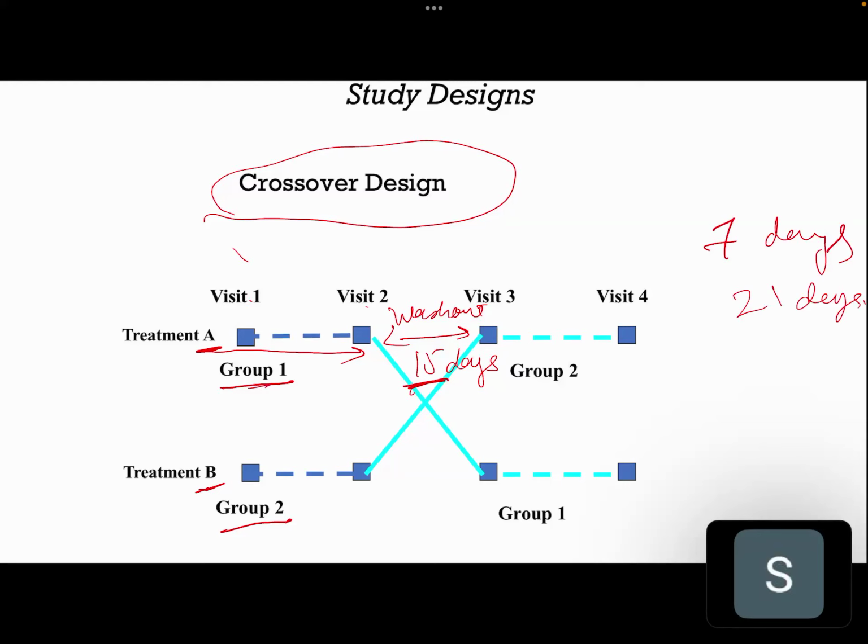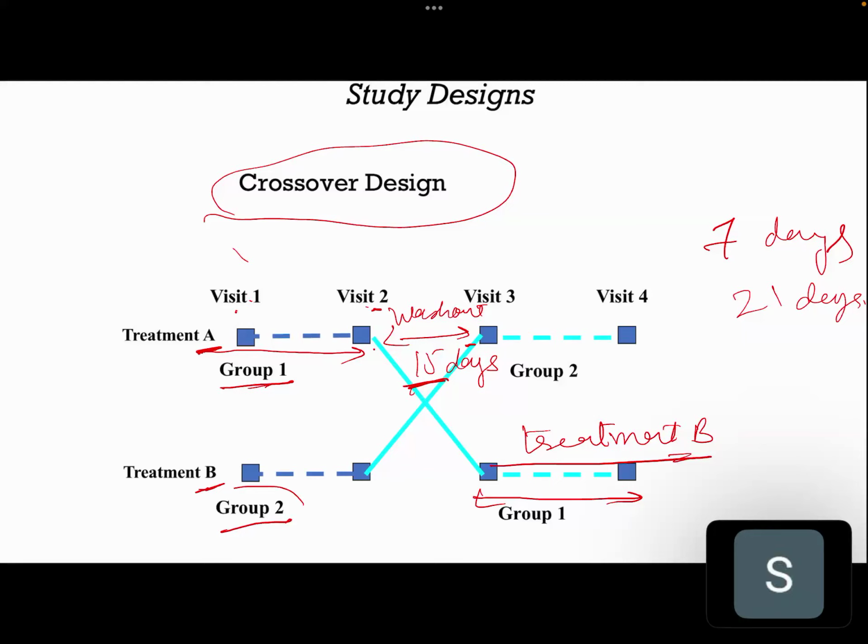So group 1 will be coming here in treatment B. For the first 2 visits, they received treatment A. Then you will give them some time gap to wash the drug from the body, then you will give them treatment B. That is a crossover.